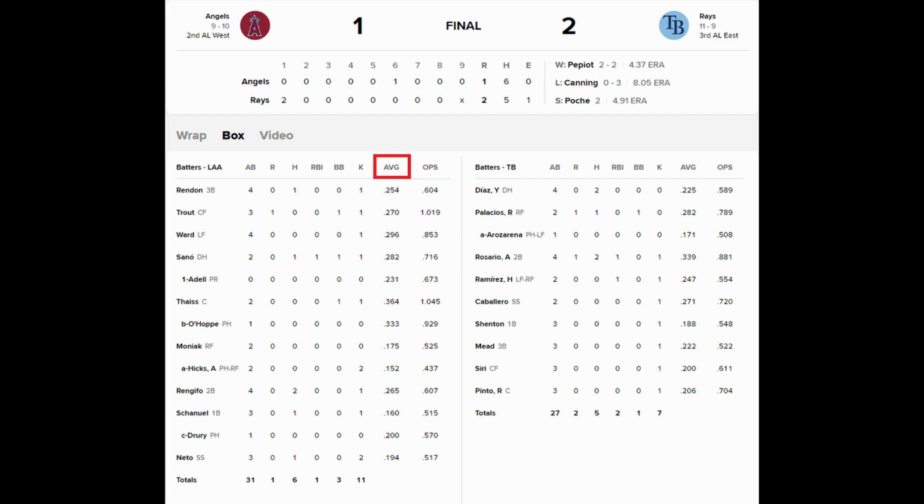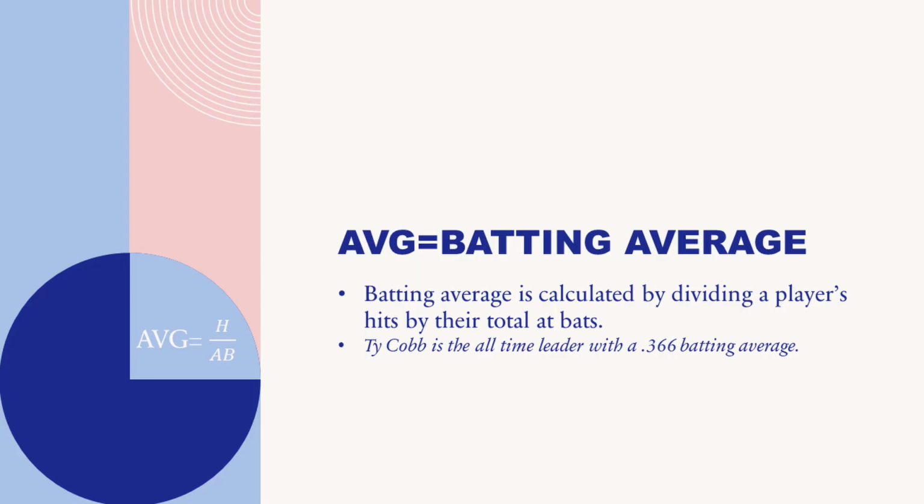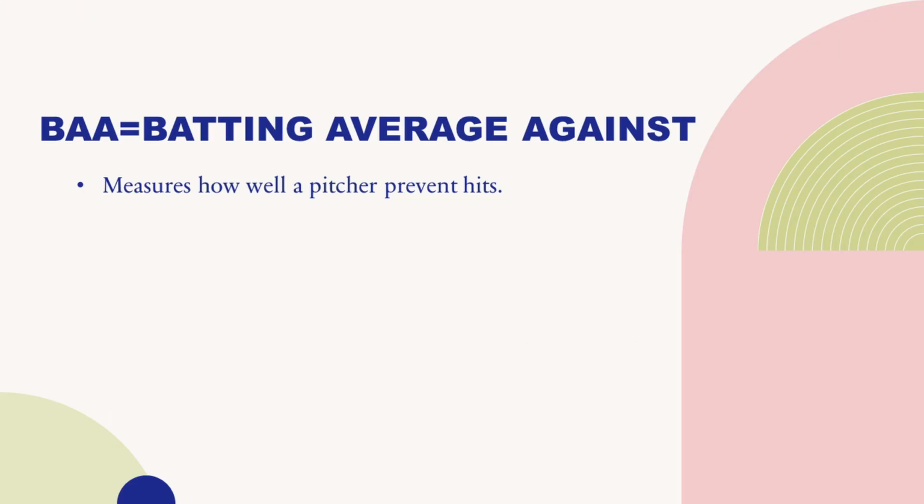The next statistic we will be looking at is the first rate statistic. AVG stands for batting average. Batting average is calculated by dividing a player's hits by their total at-bats. This always produces a number between 0 and 1. It is usually rounded to 3 decimal places. Remember that batting average uses at-bats, not plate appearances, and thus does not factor in if a player got to base via a walk.